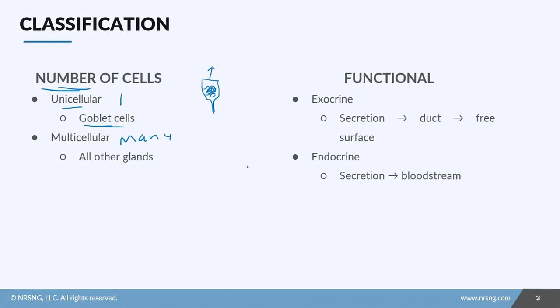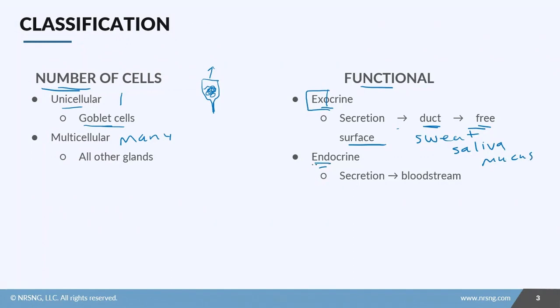Now, we also classify by general function. Glands are either exocrine or endocrine. Exo means outside, so exocrine secretion is secretion through a duct out to a free surface. Usually this is an actual free surface. So think of something like sweat glands, salivary glands, or even mucus glands like in the digestive tract.